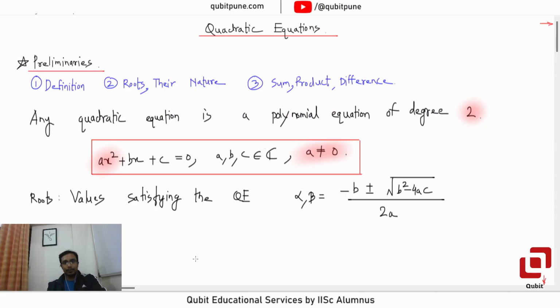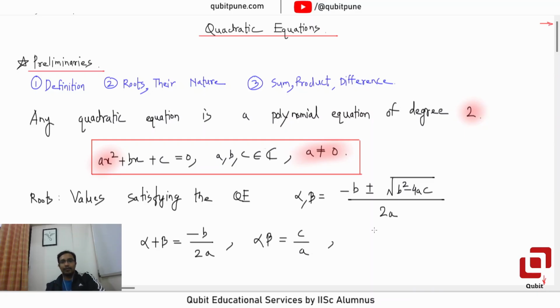What is the formula for the sum of the roots? Well, the root part will go, so it will be negative b by 2a, and if you do the product alpha into beta, the product will be c by a. These are some basic formulae.